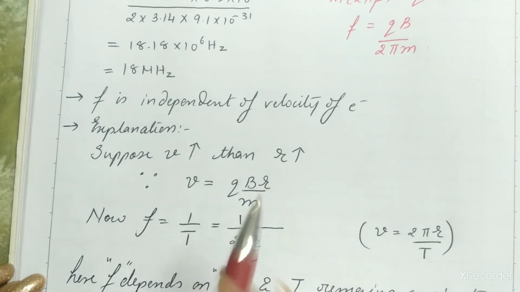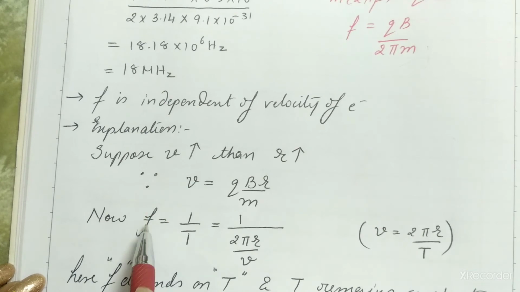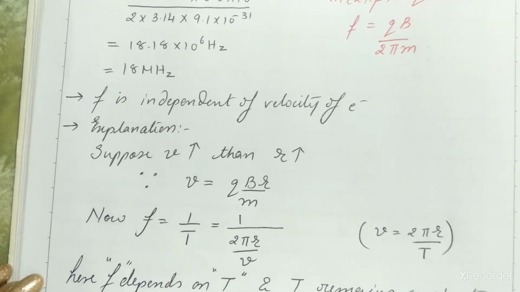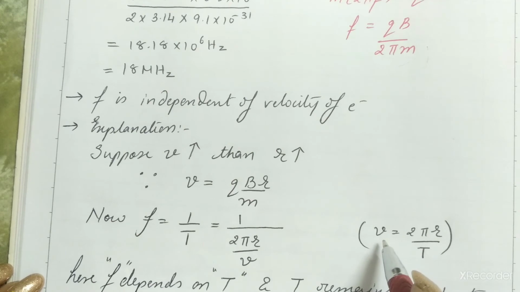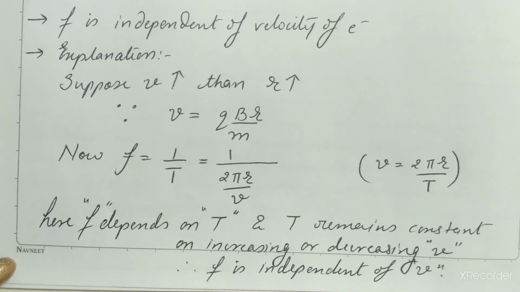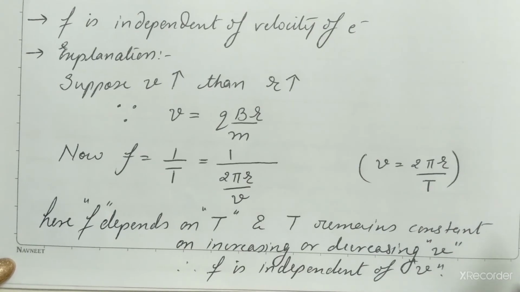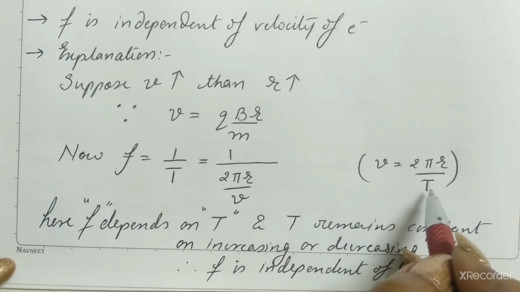Now our question was whether the frequency depends on velocity or not. So see, frequency is equal to 1 upon the periodic time. But what is the periodic time? I can obtain the formula for this from the formula of speed. Speed is equal to distance covered divided by time taken. But here the distance covered will be 2 pi r as the path is circular. So from here T is equal to 2 pi r divided by v.